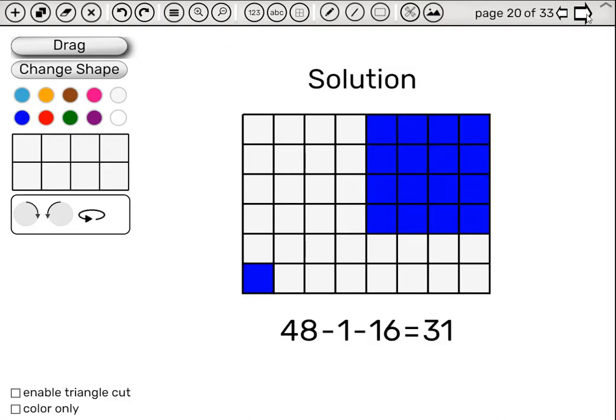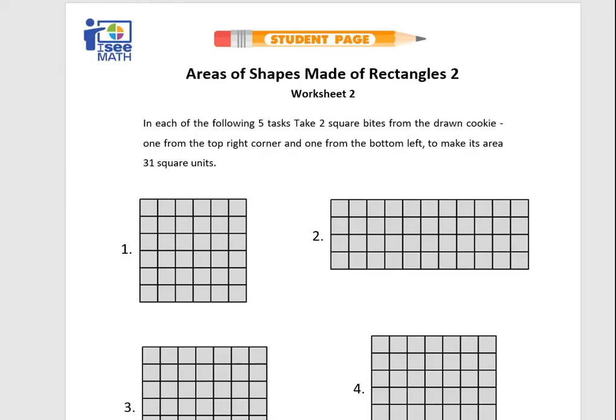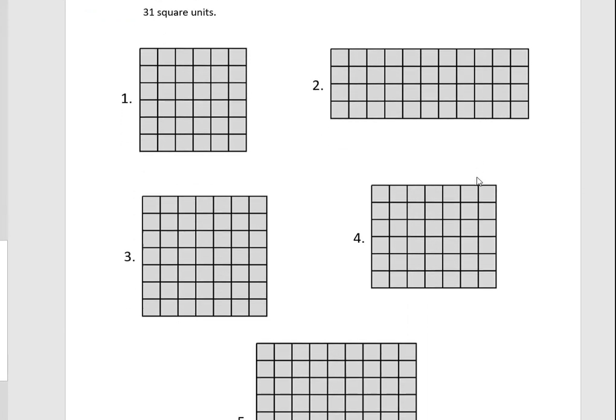Now we will see our next student page. Here's the second student page. It has 5 rectangular cookies. The goal of the students is to take 2 square bites. Emphasize that the bites have to be square so that the remaining area of the cookie will be 31 square units, like in the last example we saw.